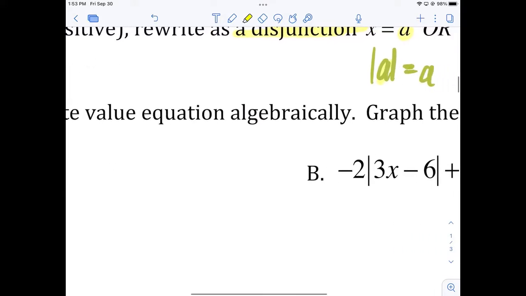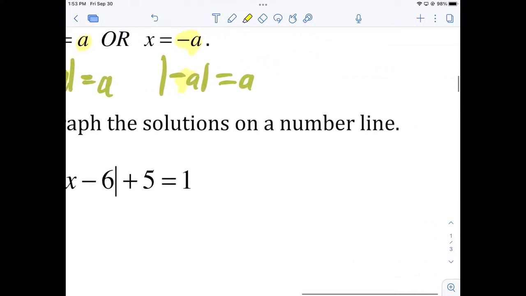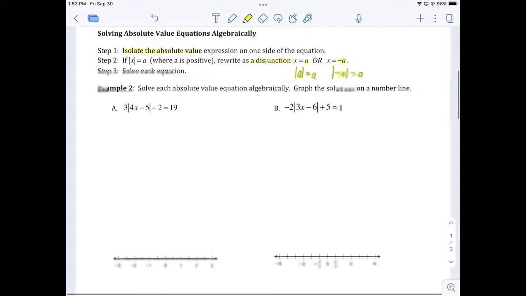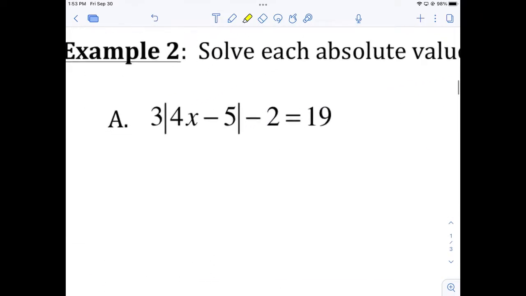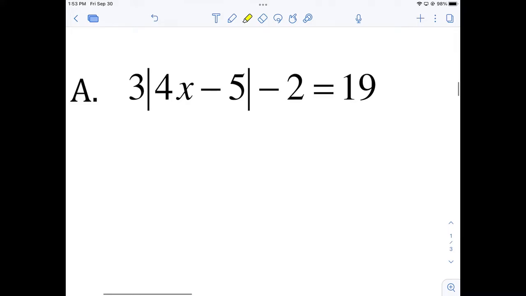Solve each absolute value equation algebraically. Graph the solutions on a number line. All right, the number lines are provided for us down below. All right, here we go. Fun, fun, fun, fun, fun. When it says to isolate the absolute value, it means this right here. This part right there. We need to isolate it.